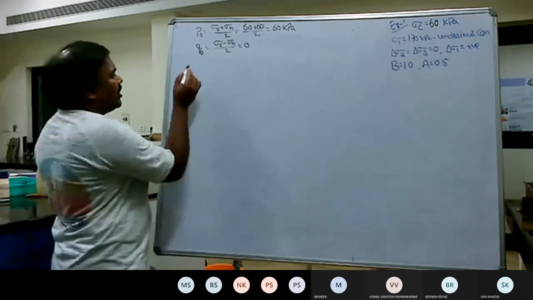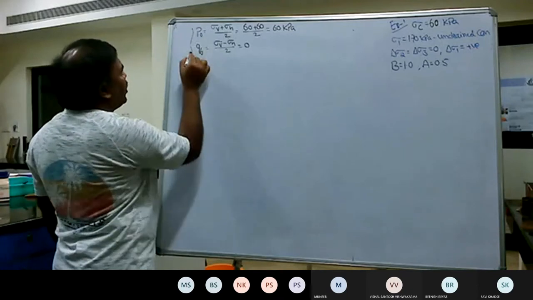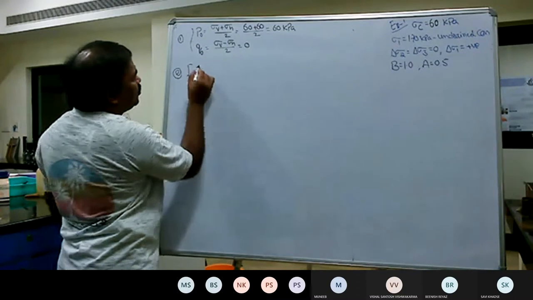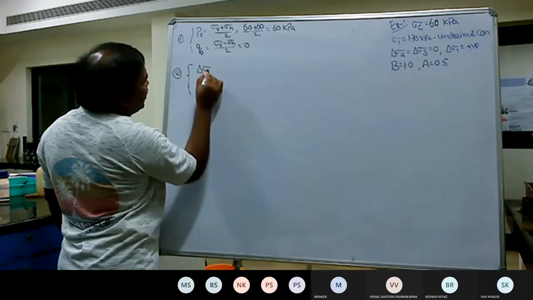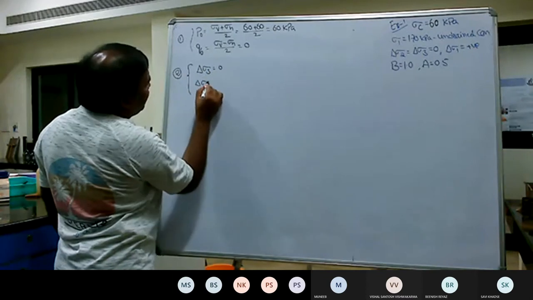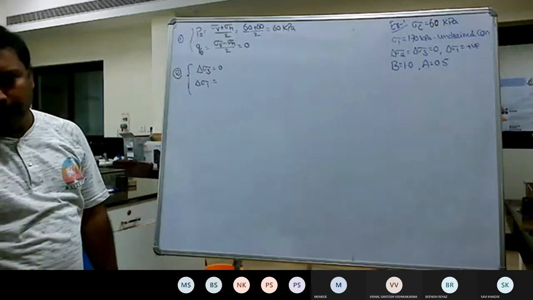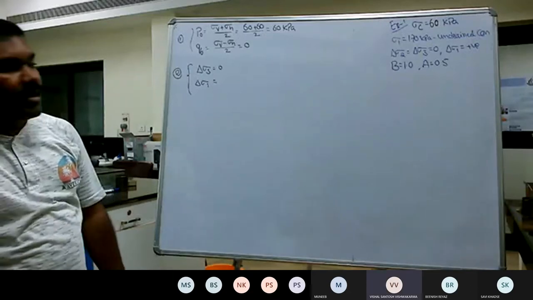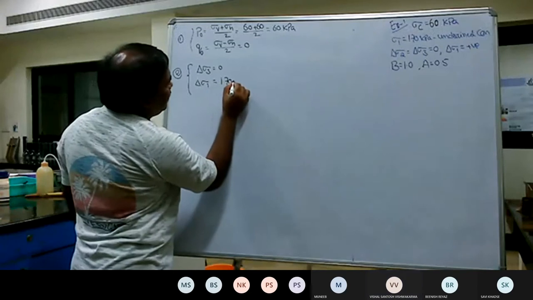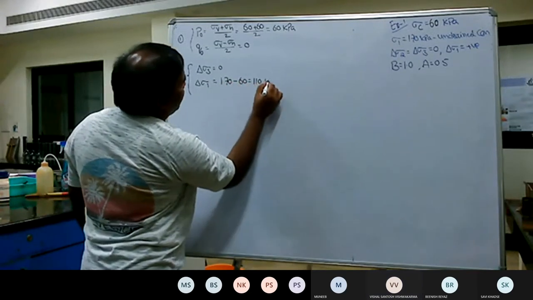So this is point number one, and for point number two, you need to determine delta sigma 3, which is 0, that is given. What is delta sigma 1 here? This is 170 minus 60, so this is 110 kilopascal.